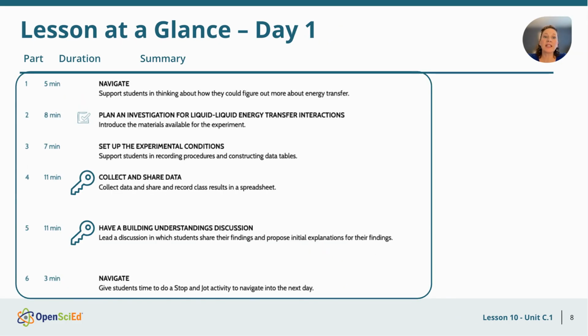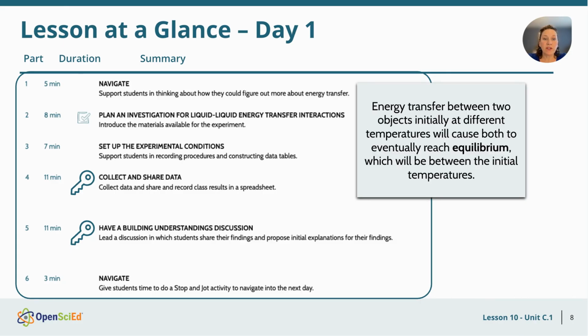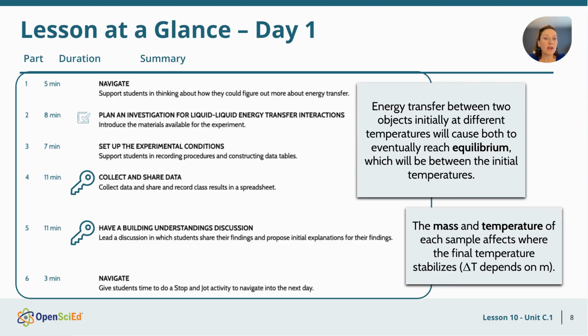In the first loop, we plan and conduct an investigation for liquid-liquid energy transfer interactions. After we collect and share our data, we have a building understandings discussion where the students propose initial explanations for their findings. We figure out qualitative ideas regarding equilibrium. In other words, energy transfer between 2 objects or samples, initially at different temperatures, will cause both to reach the same final temperature. We also figure out the factors that influence the final temperature of the water are the masses and the temperature differences.